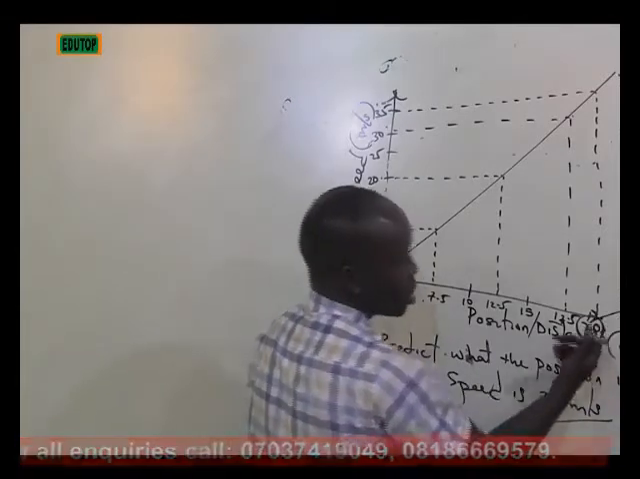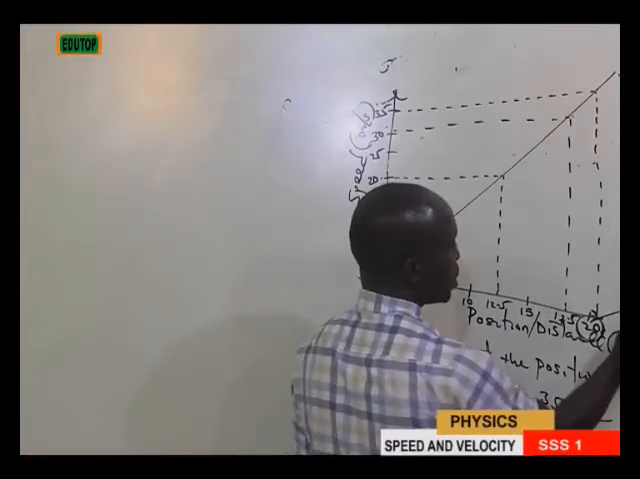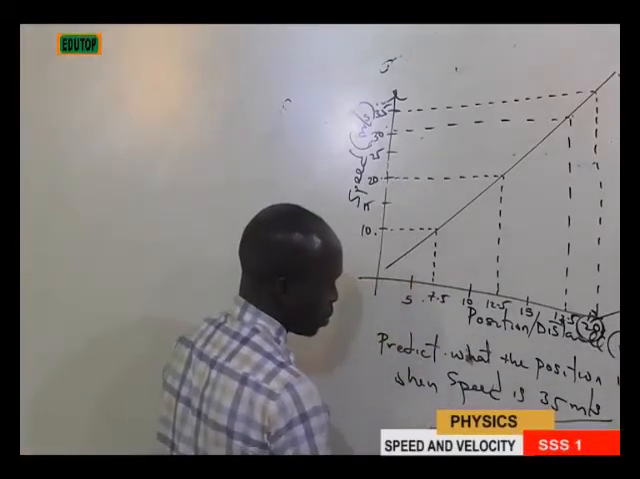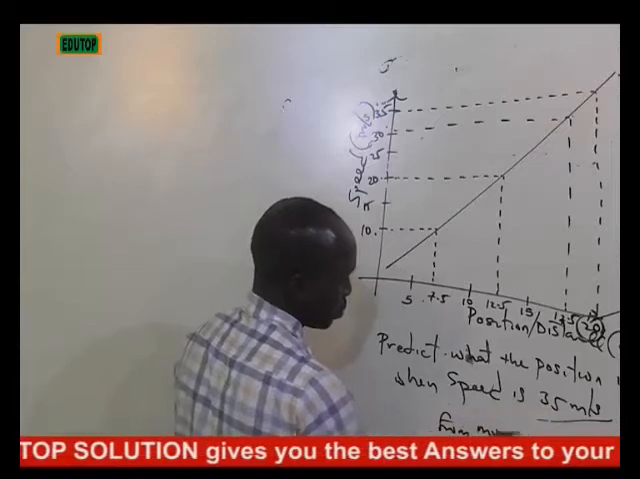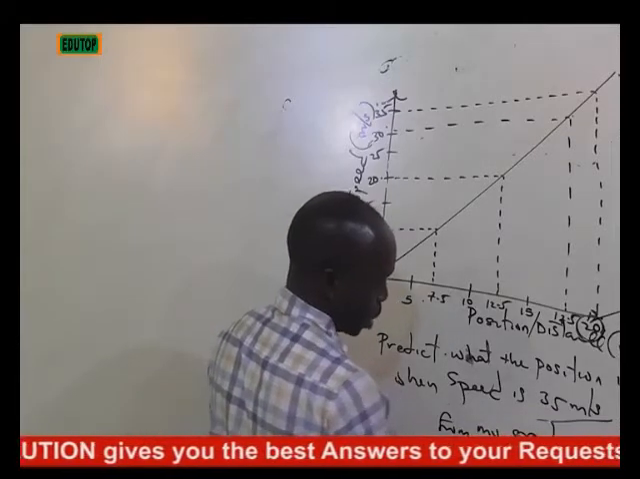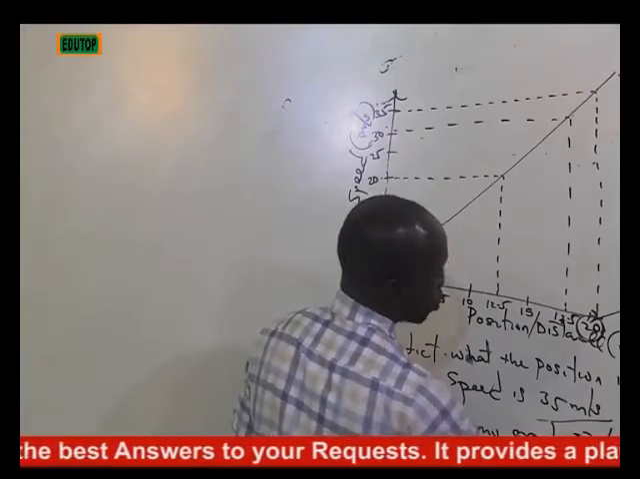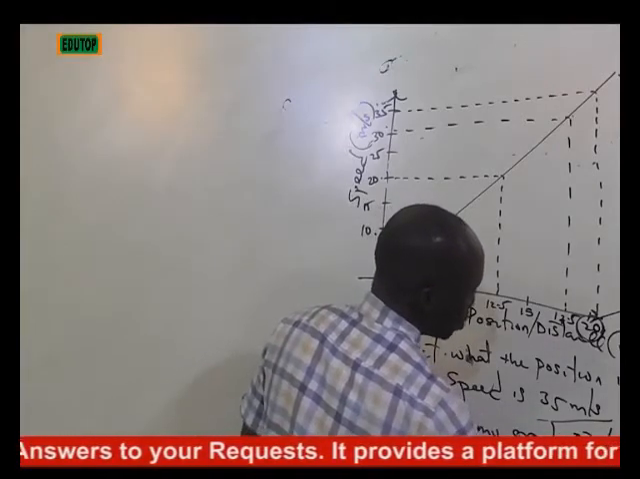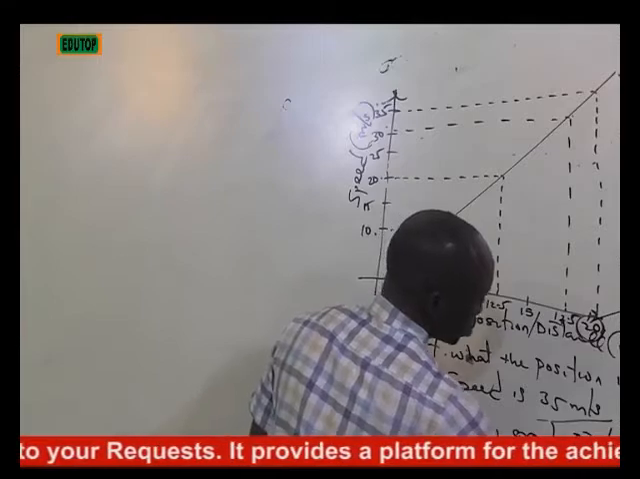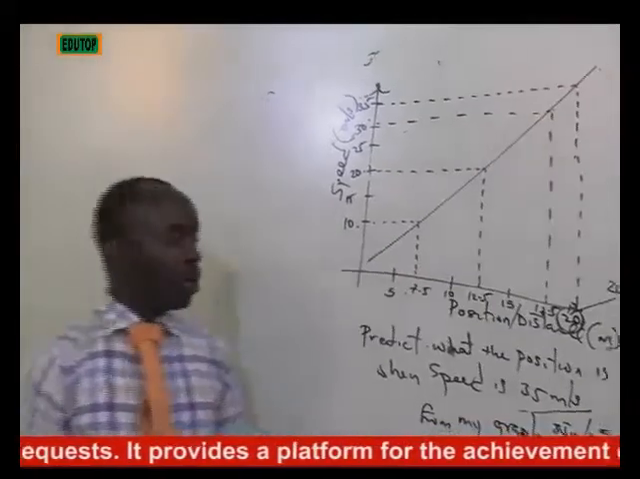Practically, or let me just say approximately, what I picked here was 20 meters. So automatically, you just say from my graph, 35 meters per second speed is equivalent to 20 meter position. That's all. Are you getting it?